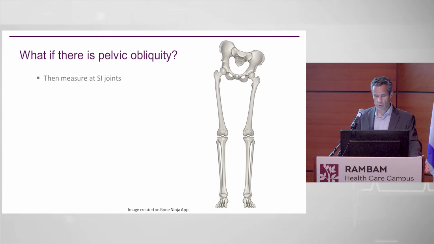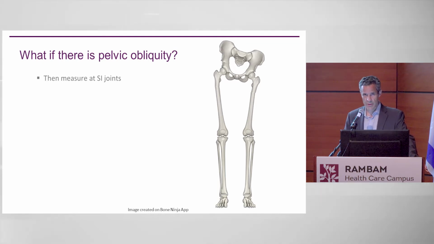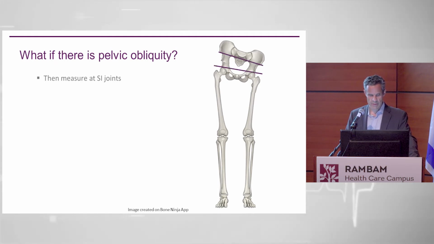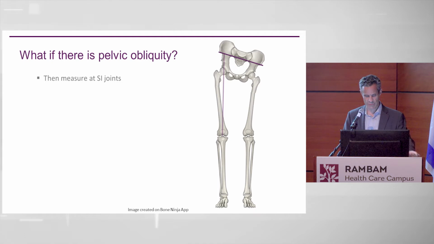And what if there's pelvic obliquity? How do we actually deal with this when it's present? So here we see it's a bit subtle. You don't always notice it, but we see that the right side of the pelvis is a little bit longer than the left side from the SI joints. And if we just measure at the SI joints, there's not going to be a really significant difference between the two.